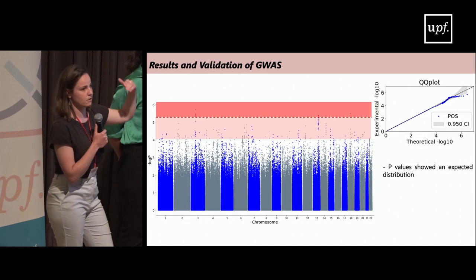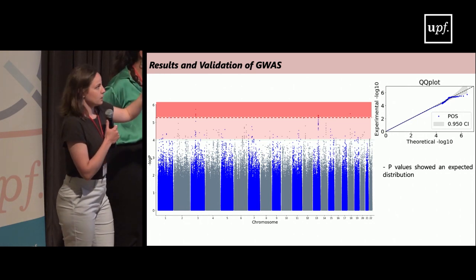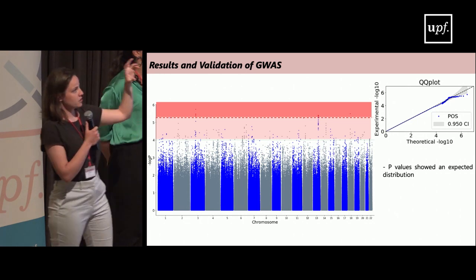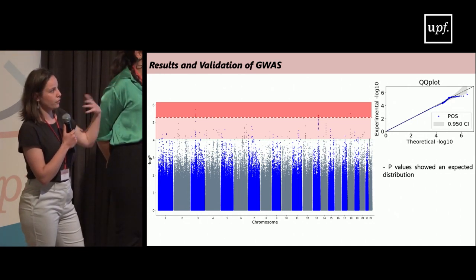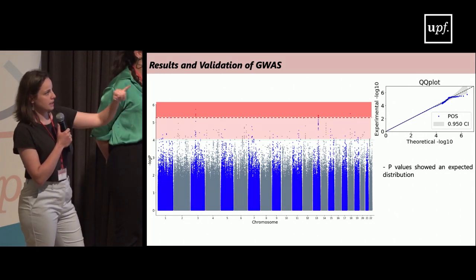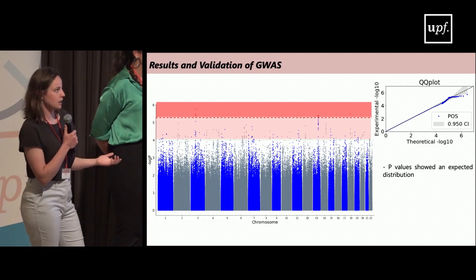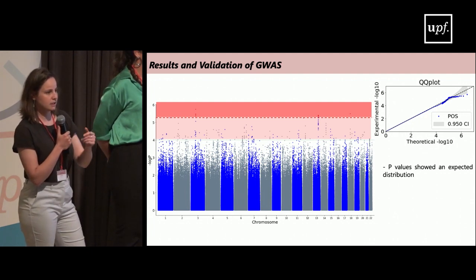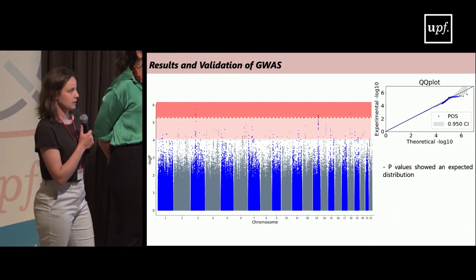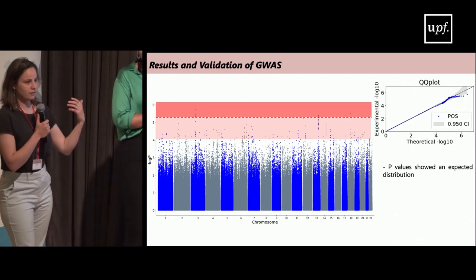So those SNPs will be associated with our phenotype, and we have some potential SNPs. To further validate whether this is a true result, we then did a QQ plot from the experimental and the expected p-values and saw that it follows the expected distribution. Of course, we would then go further and further.